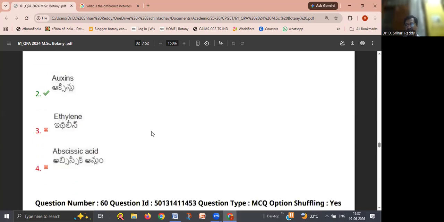Okay, auxins. We know about the auxins. There are three important points related to auxins. One is apical dominance, next one is phototropism, and next one is geotropism. These are very important related to auxins. Apical dominance we already discussed. The apical bud shows the linear growth. Plants grow straight. That is called apical dominance. So auxins are responsible for the apical dominance, phototropism and geotropism.